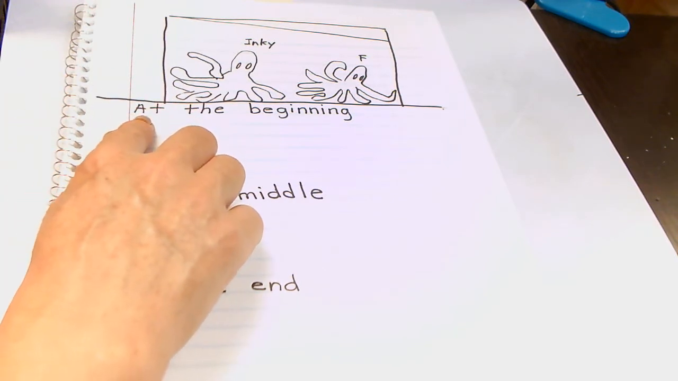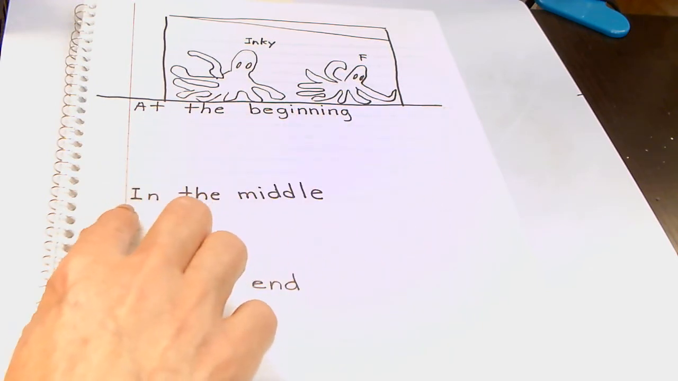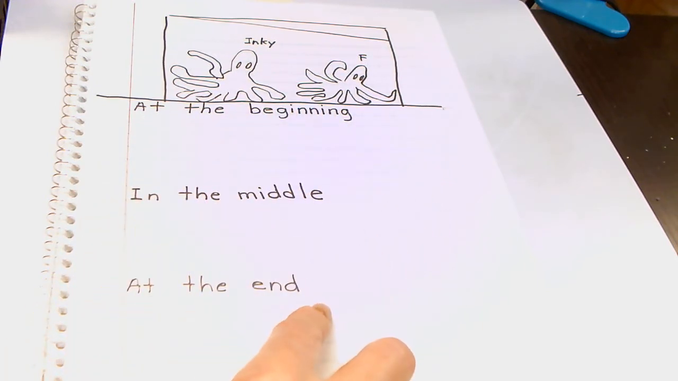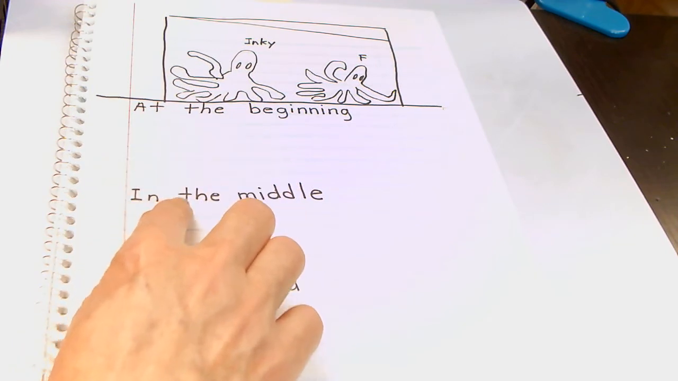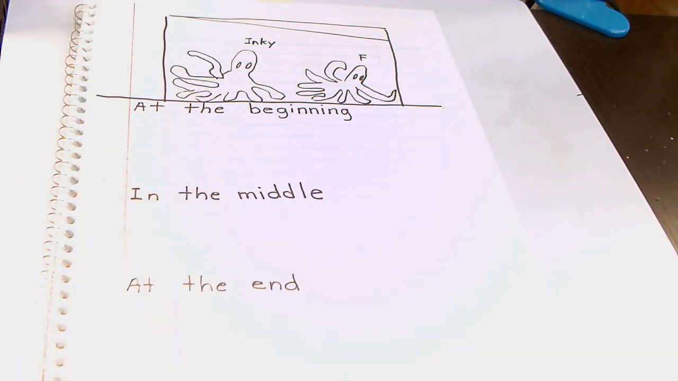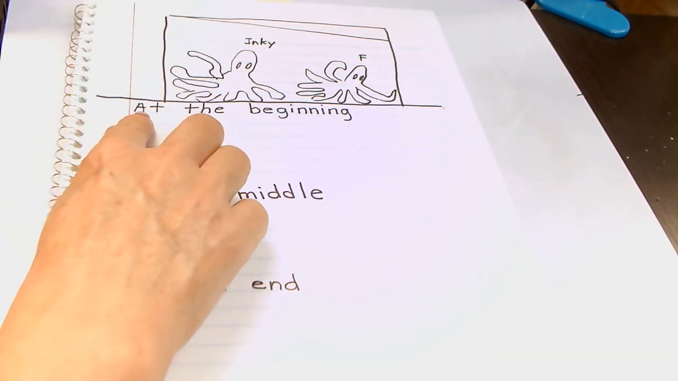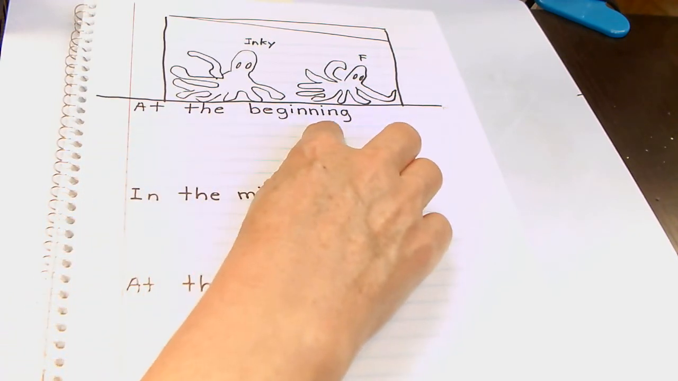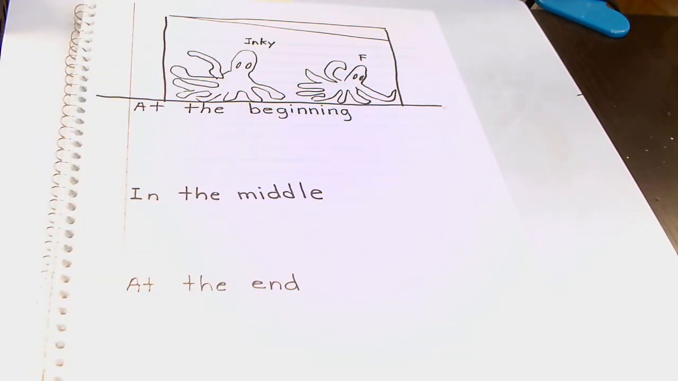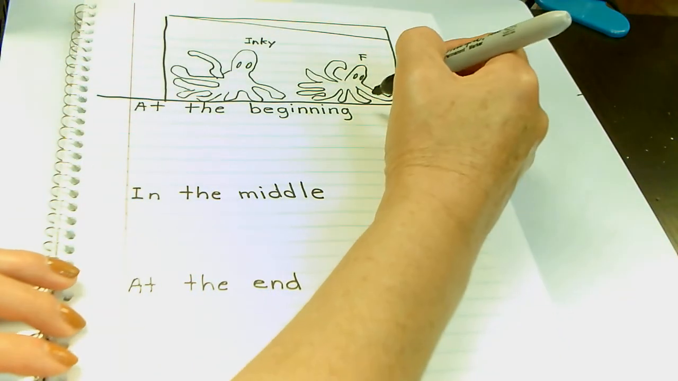I already put these words and you can copy them when you have the video on. You can pause and you can copy the beginning of your 3 short sentences. The first one says, at the beginning. I'm going to say, Inky the octopus lived in a tank. So that's one detail from the beginning.